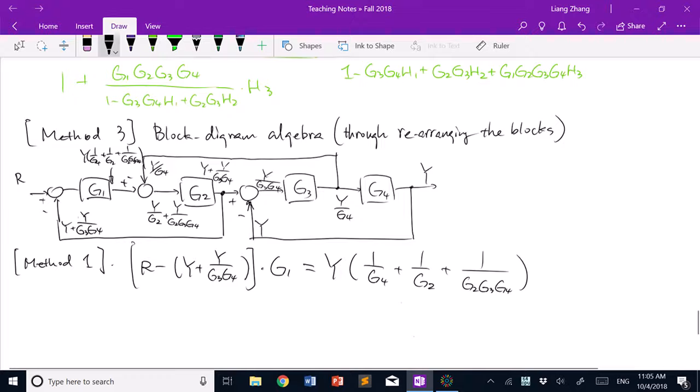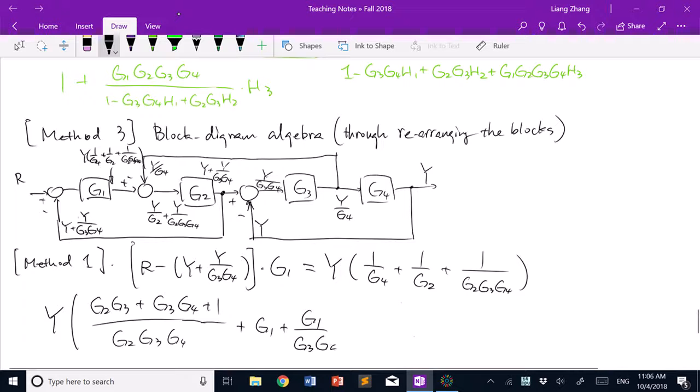If you want to do this cleaner, of course you want to do this cleaner. So again, you put everything with R on one side, everything with Y on the other. We'll have what? We'll have Y times, and we have this thing, right? Then we can put everything together. So G2, that I have G2, G3 plus G3, G4 plus 1. So that's G3, G4 over G2, G3, G4. 1 over G4 is G2, G3 over G2, G3, G4. So that's one side. I move the other side over.